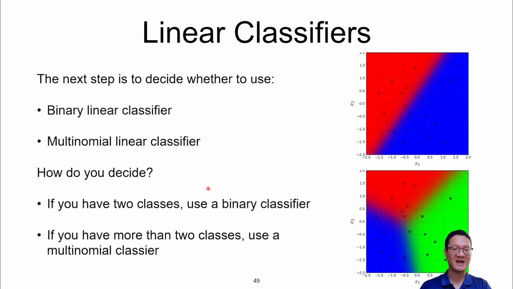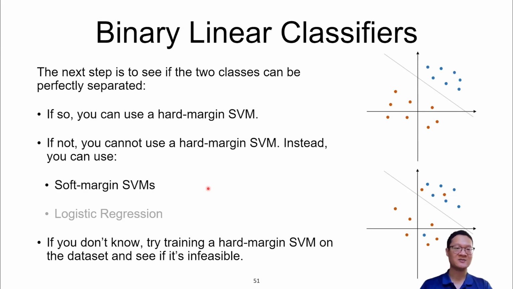Okay, so we began with the discussion on linear classifiers, and there are two general types: binary linear classifier and multinomial linear classifier. The choice is pretty obvious. If you have two classes, use binary. If you have more than two, use multinomial. So we focused mostly our discussion on binary linear classifier, and the model we chose to take a deeper look at is the support vector machine.